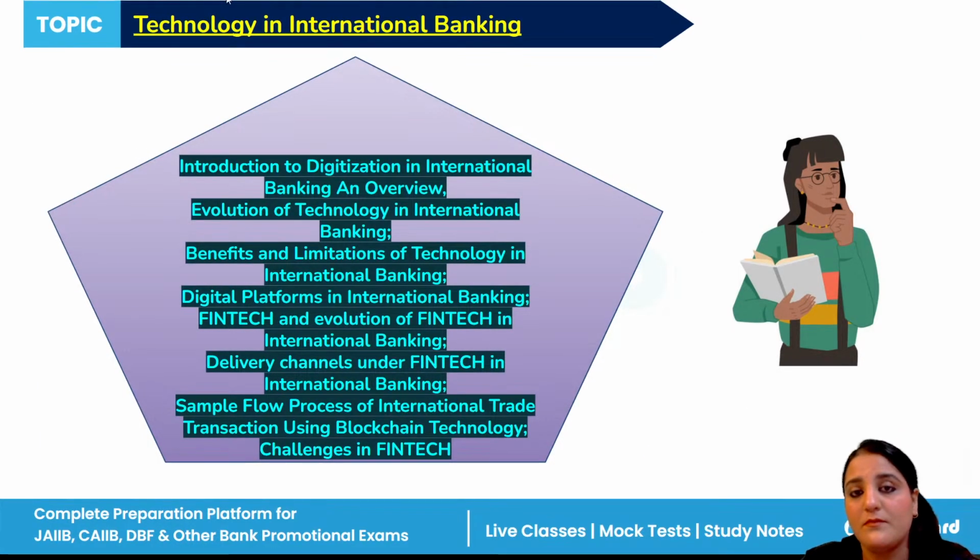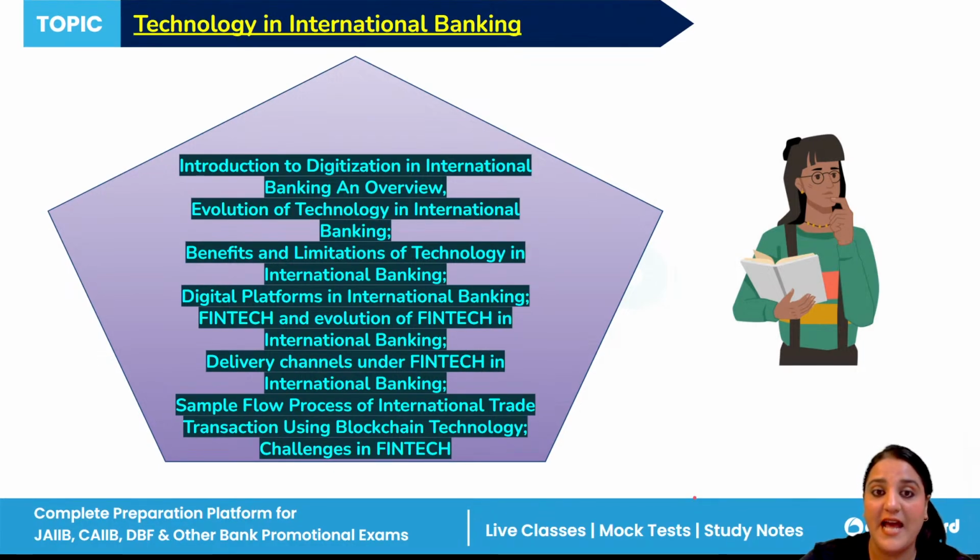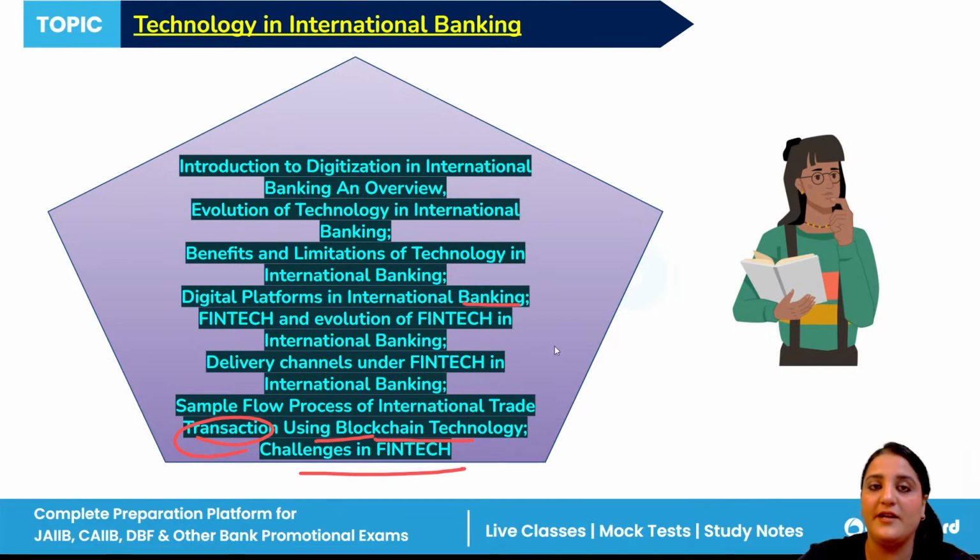Then technology in the international banking. Technology in the international banking means why the banks are now using the technology, right? Why banks are using technologies, and what is the blockchain, fintech, what is the meaning of how these fintechs evolve, what are the digital platforms in the international banking, what are the transactions that use the blockchain technology, what are the challenges in the fintech. All these things you are going to learn in this chapter.